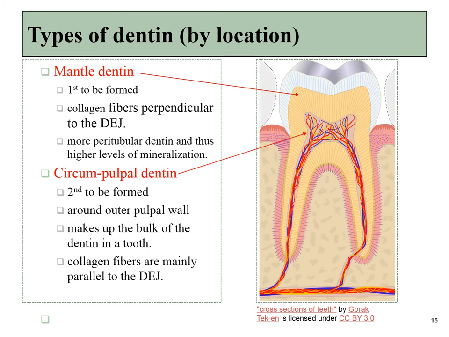But another way of talking about different types of dentin is more macroscopic. That previous one was microscopic. Now we're looking at the view of the whole tooth, and we can talk about mantle dentin versus circumpulpal dentin. The mantle dentin forms first, and the circumpulpal dentin forms afterwards. The collagen fibers and the odontoblastic processes in the mantle dentin run perpendicular to the dentino-enamel junction. So that junction more or less runs in this direction, and those collagen fibers and odontoblastic processes are running perpendicular to that. Whereas around the pulp, the fibers are running more or less parallel to that junction.